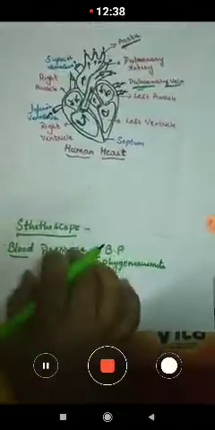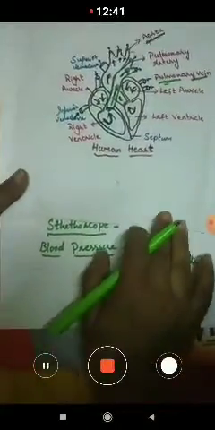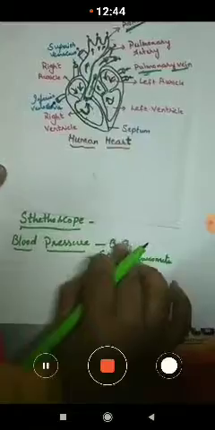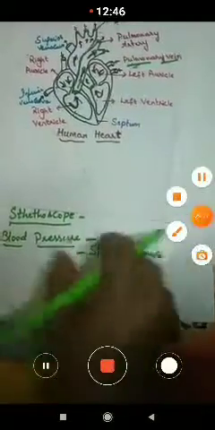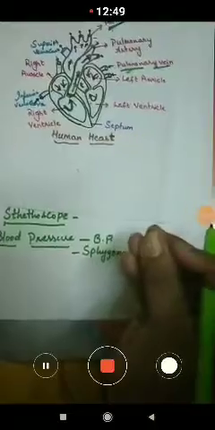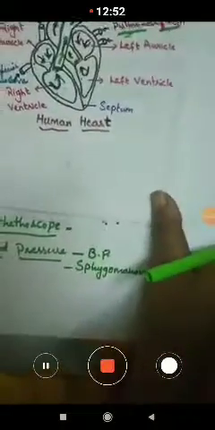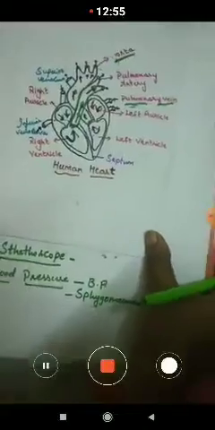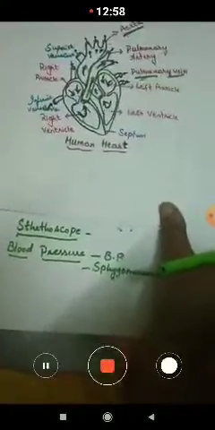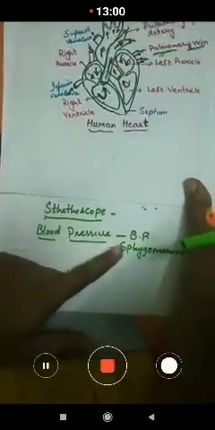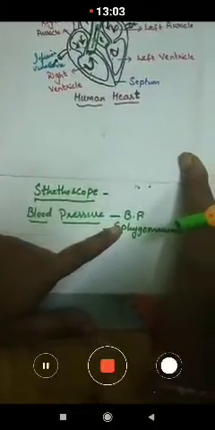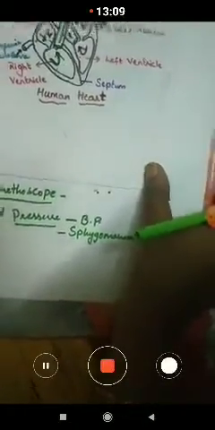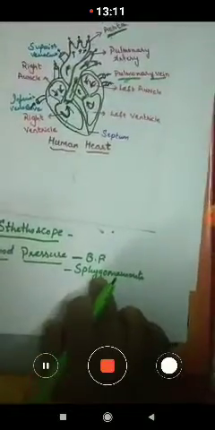The sphygmomanometer is the instrument used to measure the blood pressure of humans. The blood exerts a pressure on the walls of the arteries, and it is called blood pressure. If the blood pressure is increased, then the doctor advises that the person is suffering from high BP or low BP. So it is recorded with an instrument called the sphygmomanometer. Okay children.